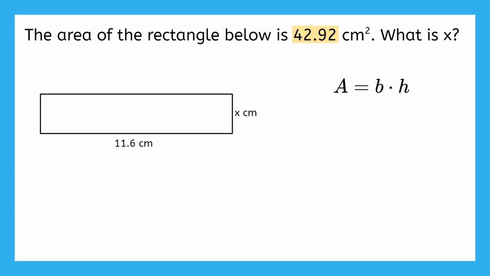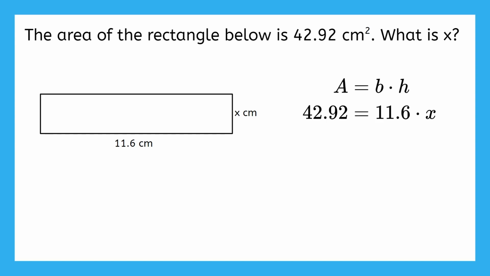42.92 is the area, so it should go into my formula for A. Now where should 11.6 go? 11.6 can either be the base or the height in my formula. It doesn't actually matter which one. I'm going to be using it for the base. That just leaves us with x for the height of the rectangle. Does it seem correct that x is the height?